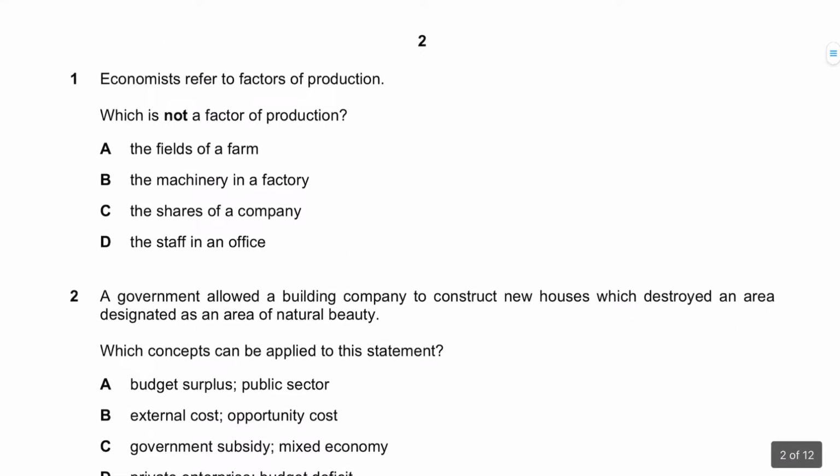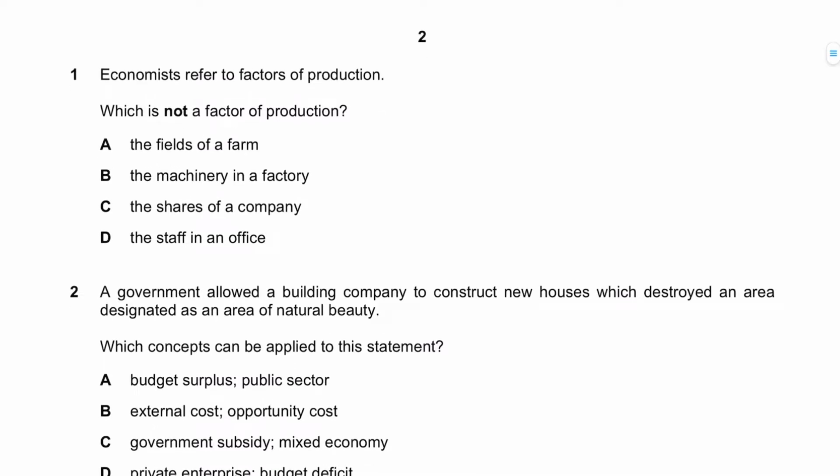Question number 1 says economists refer to factors of production. Which is not a factor of production? The fields of a farm are a factor of production because they come under land. The machinery is capital. The shares of a company is the answer because a share is not a factor of production. It is a source of financing for a business, a means by which a business raises finance. The staff in the office is considered labor, so this is a factor of production as well. So C is the correct answer.